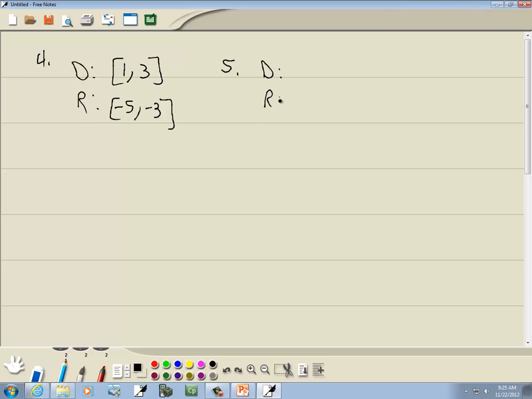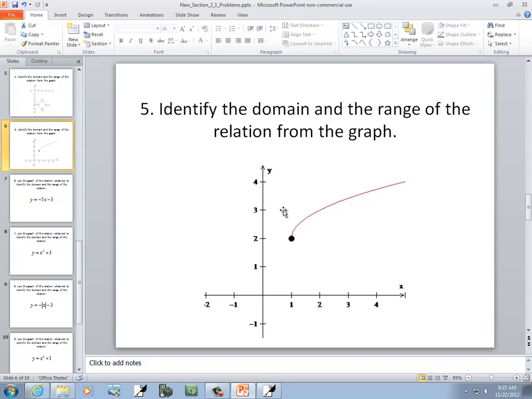Let's take a look at the next one. Now see how there's a dot here, and then this just appears like it just stops at the edge of the graph. When they just appear like they stop at the edge of the graph, they're actually going on forever.